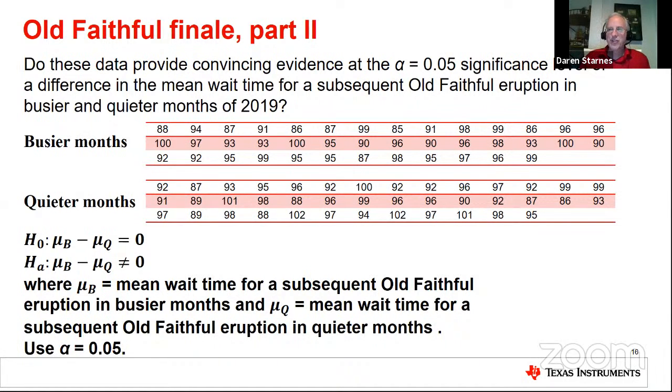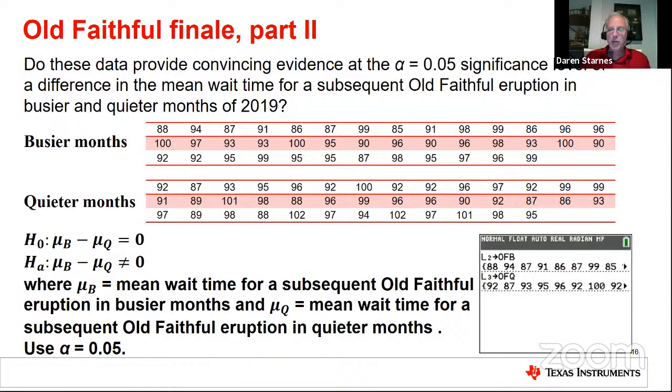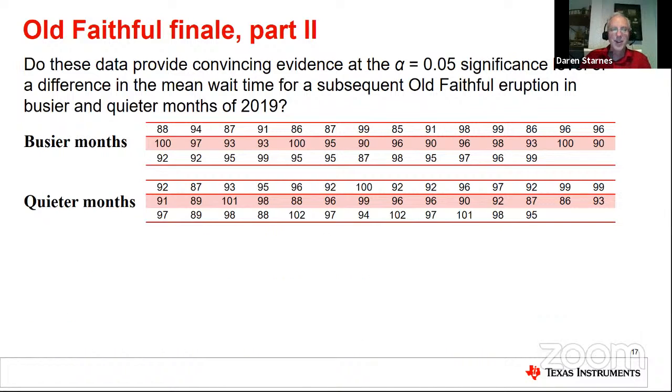We'll state our alpha level, just make sure we noticed it. And once again, I've shown you that I've put two separate lists in here, OFB for the busier months, OFQ for the quieter months. That way I can keep it straight when we want to go in there and maybe do some calculations. But don't worry, I'll bore you with some details first.